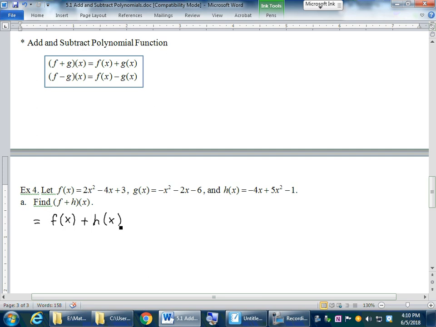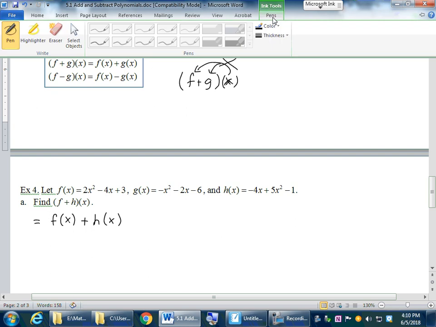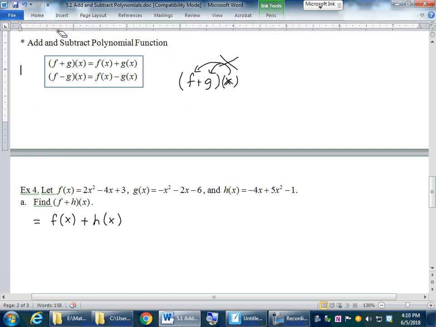Okay. Once again, f plus g of x is not distributive property. This is a function notation. This is not multiplication. Okay. It is not distributive property. So you need to remember that a function notation.